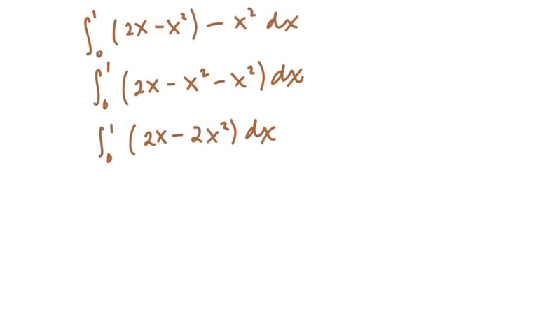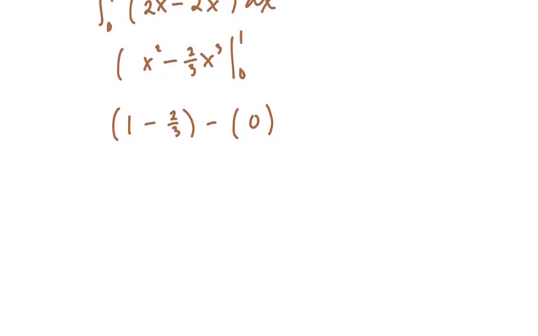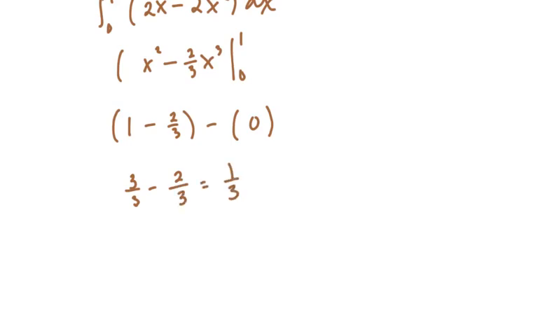Now we can integrate. So when we integrate the x, we add 1 to the power and divide by the new power. So 2 over 2 is 1. Minus, we add 1 to the power to be 3, and we have 2/3 here from 0 to 1. Now we can evaluate. 1 squared is 1 minus 2/3, and then we put in 0. Don't skip that step. A lot of people miss it. I'm struggling with those lines right now. So we have 3 over 3 minus 2 over 3 equals 1/3. So the area between those two curves is 1/3.